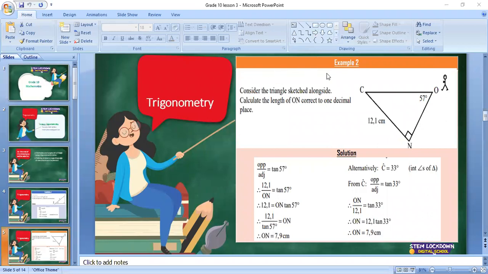So we're saying again, consider the triangle sketched alongside. Calculate the length of ON, correct to one decimal place. We should find this length ON. Right, so how do we go about this? To go about this, we're going to use our given side.